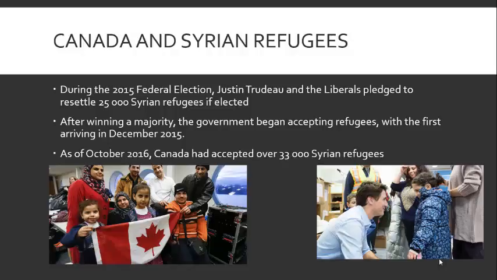So there have been many barriers to entry even in Canada. Even if we have brought these refugees over, the situation is definitely not perfect. And there's more that we could do to resettle these people.